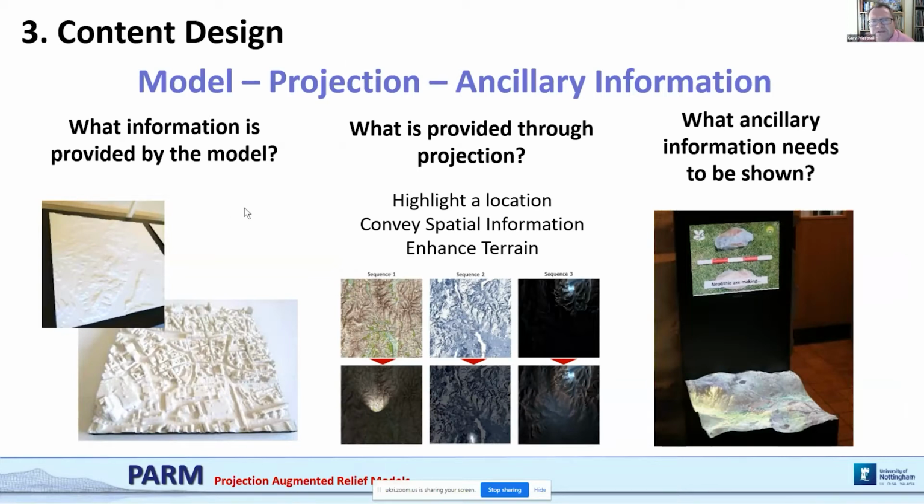And I suppose one thing we need to think about firstly is what kind of information is going to be provided by the model itself, what is going to be provided through projection, and then what ancillary information would need to be shown, and the kind of dependencies within these, as you can imagine. This model here, for example, on the left, was for the National Trust at Southwell in Nottinghamshire, and we wanted to represent the Trent Valley, and the frame of reference for the Trent Valley was quite important to visualizing the comings and goings at Southwell Workhouse.